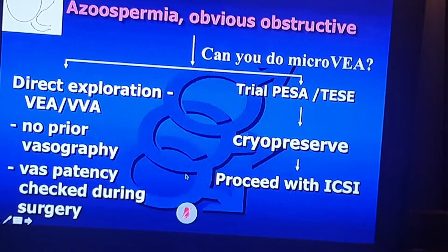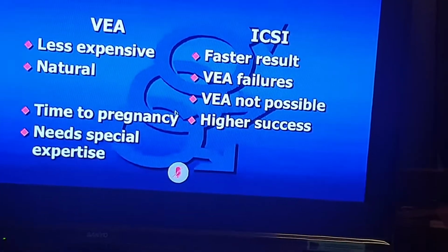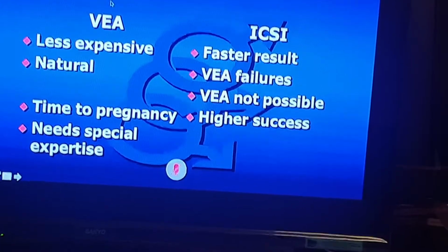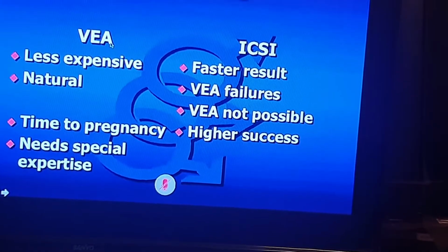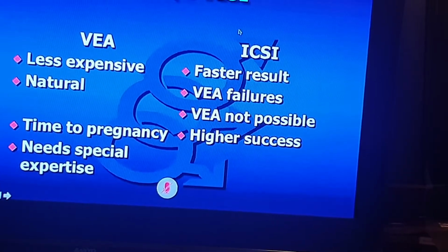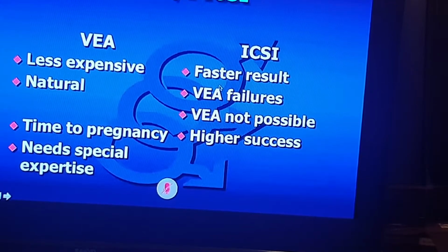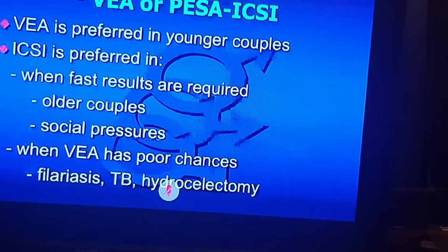Now, which is better? We already spoke about it. Younger patients or patients on a budget, VEA, vasoepididymal anastomosis to correct the obstruction, is a better choice. If the couple is older, under a lot of social pressure, VEA has been done, has failed, or VEA is not possible, then IVF ICSI is a better choice. We look at all these parameters and decide.